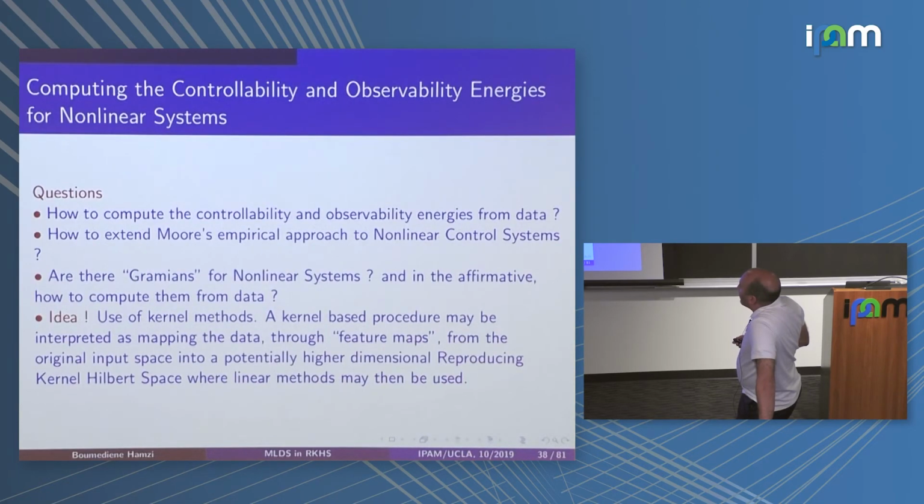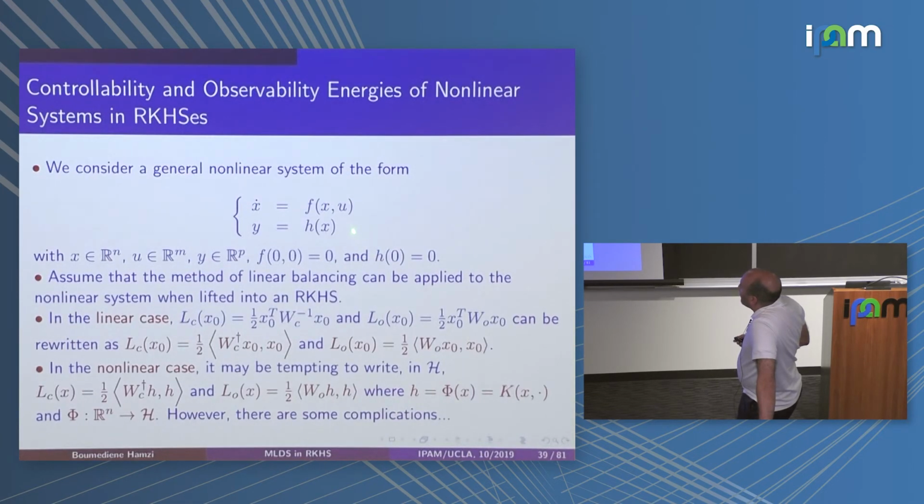And so how to do that for the nonlinear case? We are going to use the same philosophy, which is mapping the data into an RKHS and then applying the linear method of balancing there. So we have a system x dot equals f(x,u) and y equals h(x). We assume that the method of linear balancing can be applied there.